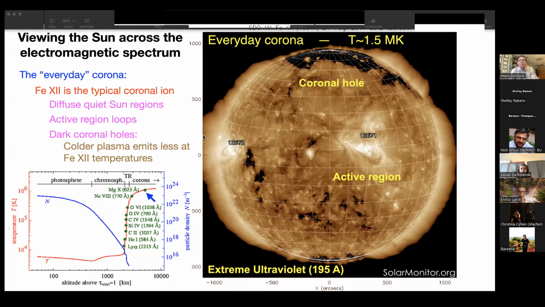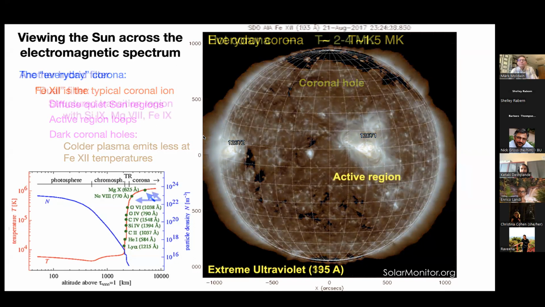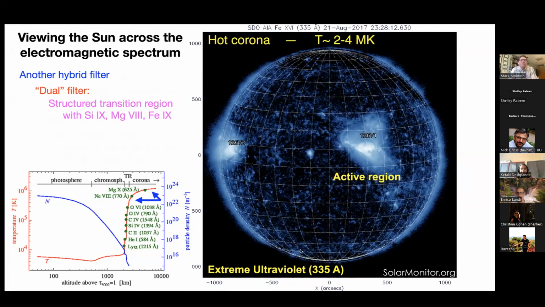Okay. So let's say I want to see something even hotter than this. Then I really go to another dual channel. This is the 335 angstrom channel, still of AIA. Now, this is another dual channel because outside of the active regions, I have a structured transition region which emits silicon 9, magnesium 8, and iron 9 spectral lines. So you go back to seeing this kind of small scale structuring scattered all across the disk, and the coronal holes can barely be seen.